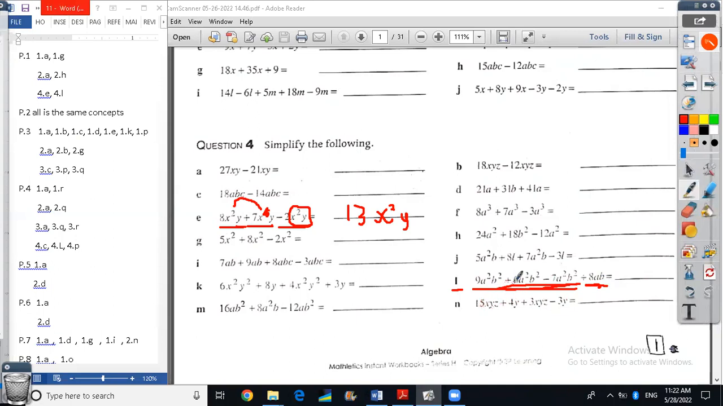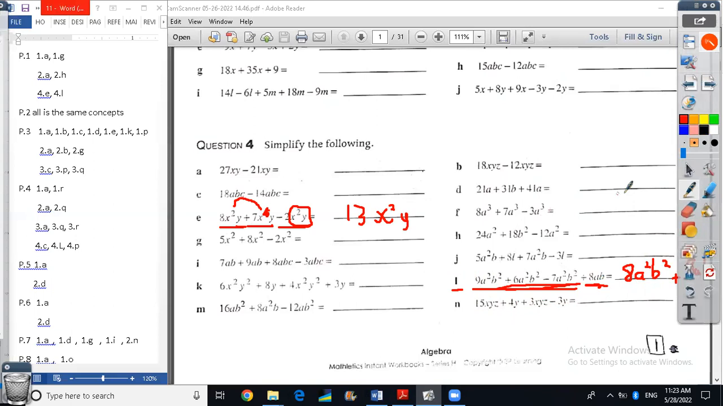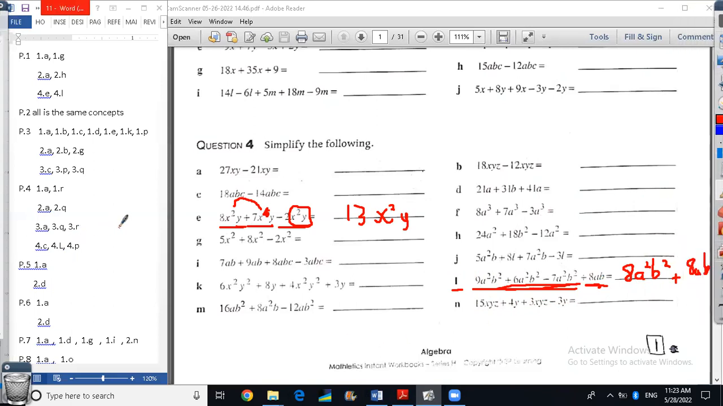Okay, so 9 plus 6 is 15. 15 minus 7 is going to be 8. So it is going to be 8a squared b squared. That's it. 8a squared b squared. This is finishing the first 3. Plus 8ab. All right, that's it. Okay, let's move now to the second page.